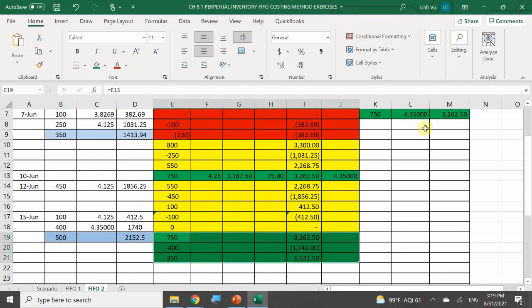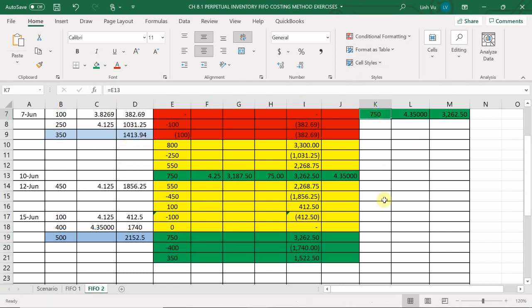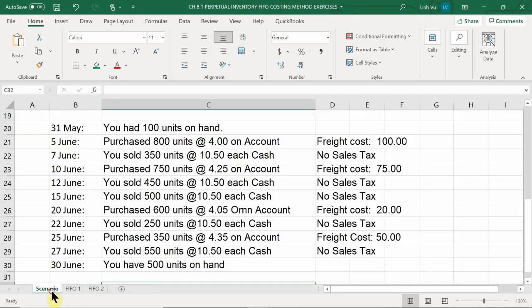Okay. So I'm going to go ahead and eliminate this up here for the 750 because I no longer have 750. I have 350 left, which should give me a total of the 1522.50. Good. And here I recognize that I sold a total of 500 units at a grand total of $21.52.50. Okay.